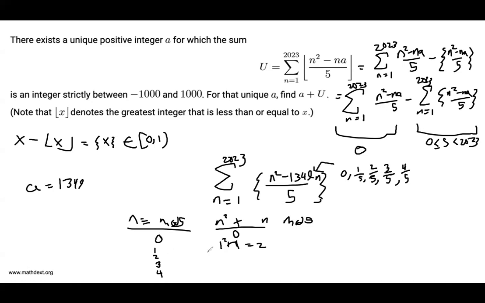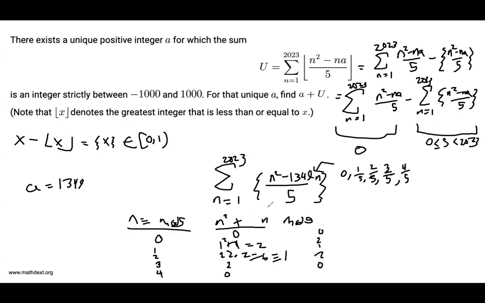When n is 2 mod 5, you get 2 squared plus 2 equals 6. We can write this as equivalent to 1 mod 5, just because 6 and 1 share the same remainder. When n is 3 mod 5, 3 squared plus 3 is 12, or 2. And when n equals 4, 4 squared plus 4 is 20, or 0. So you get 0, 2, 1, 2, 0 when n is equal to 0, 1, 2, 3, or 4 mod 5.